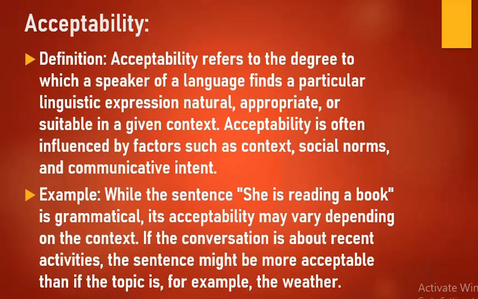So this is more connected to the context of the text. Okay, so acceptability is often influenced by factors such as context, social norms, and communicative intent. And let's see the same example, same sentence. She is reading a book. So we said earlier that this is grammatical, but its acceptability may vary depending on the context. Say if you're talking about recent activities, this sentence might be acceptable. But if you're given a topic and the topic is weather, and you're saying the sentence, she's reading a book, that sentence might not be connected with the topic, so it might not be acceptable.